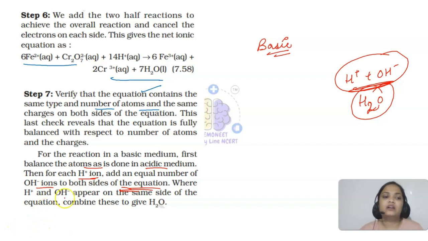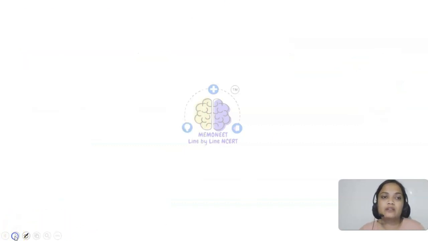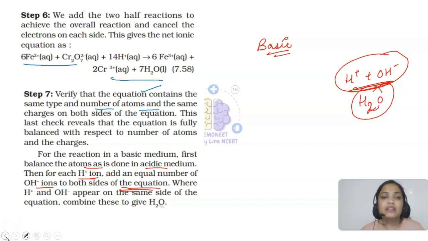We can take some examples also, and try to solve some equations, because balancing is important by both methods, the oxidation number method and the half reaction method as well. So this is it from my side for redox reactions. We have covered all the topics that are asked in the NEET examination. So try to watch the complete video lecture and understand each and everything.